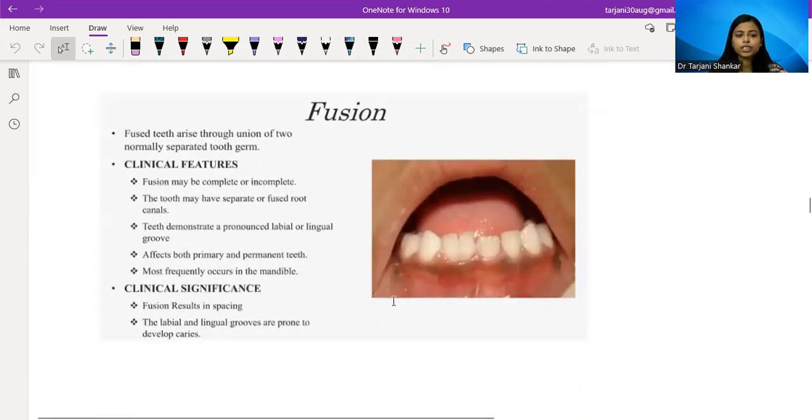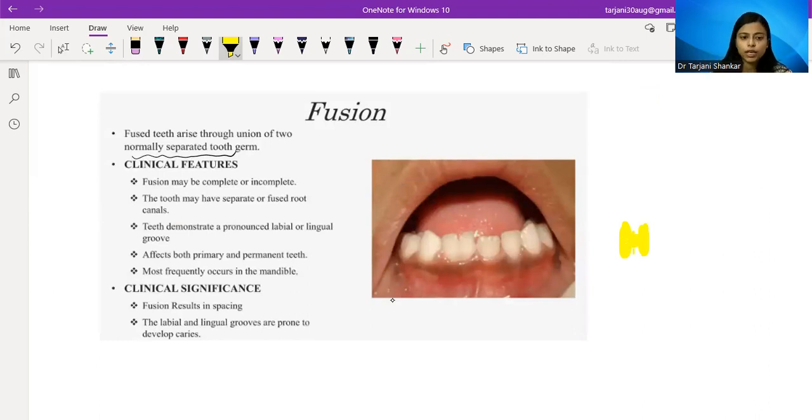Then we have fusion. Now in fusion, what happens? There are two separate tooth germs. Because of any trauma, they combine together and form a single tooth. So fused teeth arise due to union of two normally separated tooth germs. There were two simple tooth germs, right? Over here and over here. Now maybe because of pressure or trauma, these two tooth germs have fused together, right?